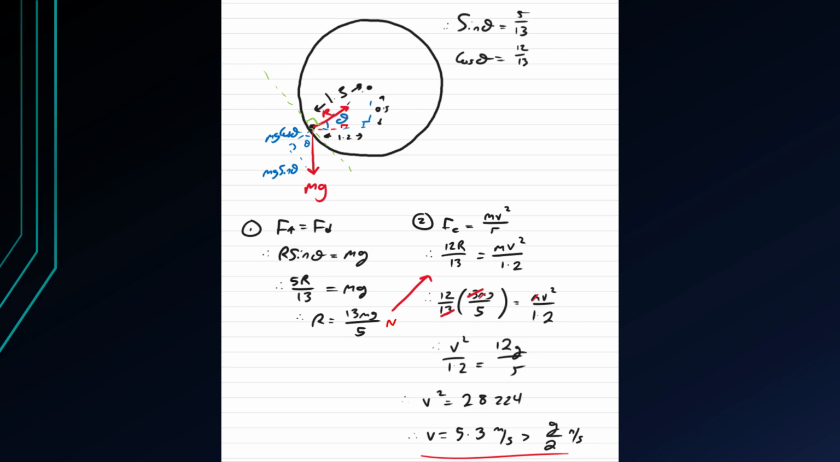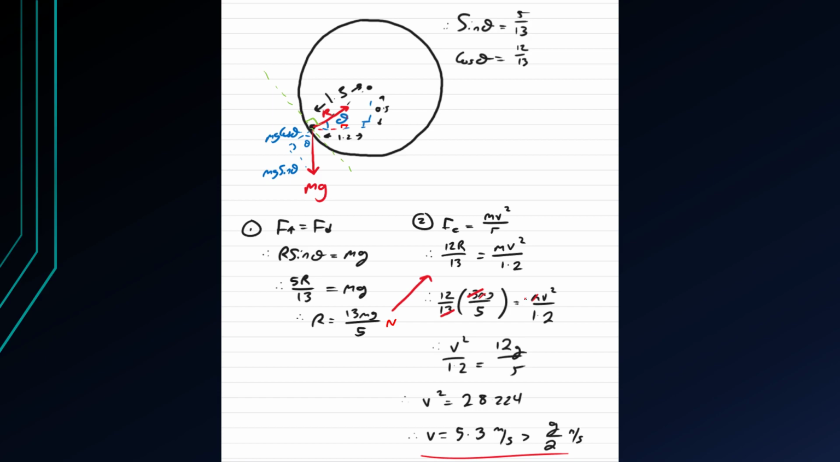Now, of course, we're looking for the linear velocity, so the centripetal force is mv squared over r. So we have R cos theta, which is 12R over 13, equals mv squared over 1.2. But we know that R is 13 mg over 5, so we can put this in. And then we get v squared over 1.2 equals 12g over 5, after the 13s on this side cancel, and the m's cancel on both sides.